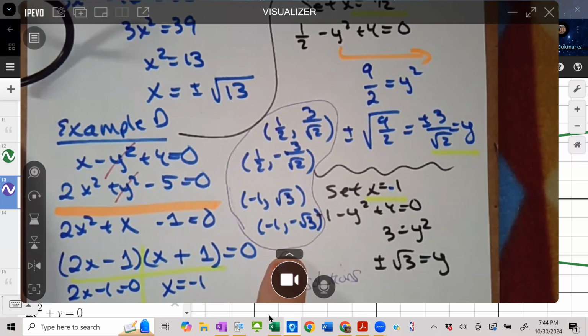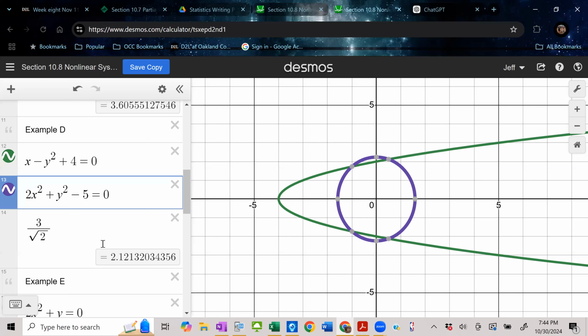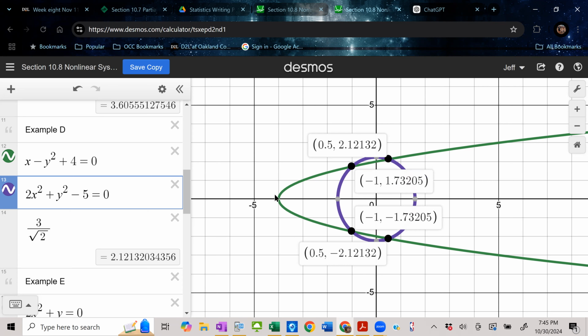You can double check with Desmos or your graphing calculator that they intersect at the right spot. This would be a tough one to put in your graphing calculator because you'd have to solve for y, and that's kind of tedious. I did note for you that 3 over the square root of 2 is about 2.121. So there's your 1/2 and positive root 3 over 2 and 1/2 and negative root 3 over 2. Likewise, we have -1 and negative square root of 3, -1 and positive square root of 3. So looking good.